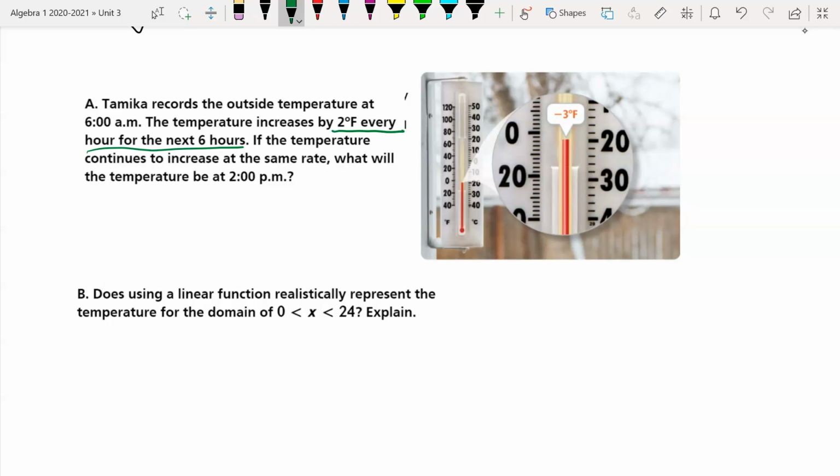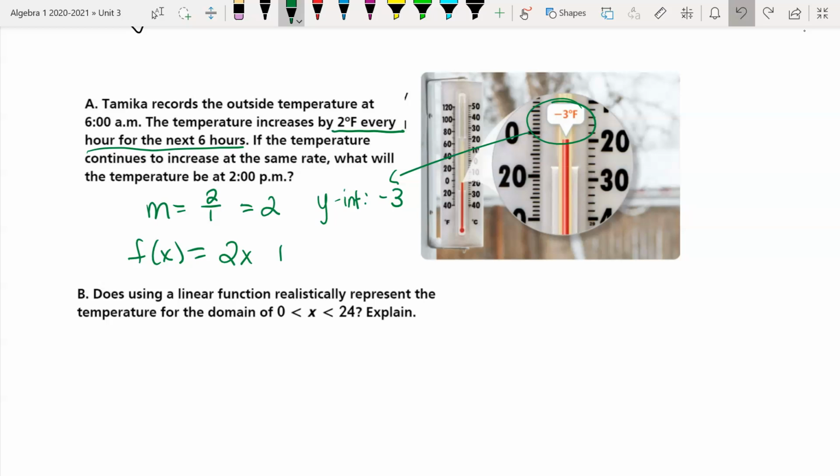Well, we're going up by 2 degrees every hour. So my slope is 2 degrees every hour, aka my slope is 2. Now let's figure out where we started. Where we started is over here in the graph. My y-intercept is negative 3. So if I wrote an equation, it could look like f of x equals 2x minus 3.